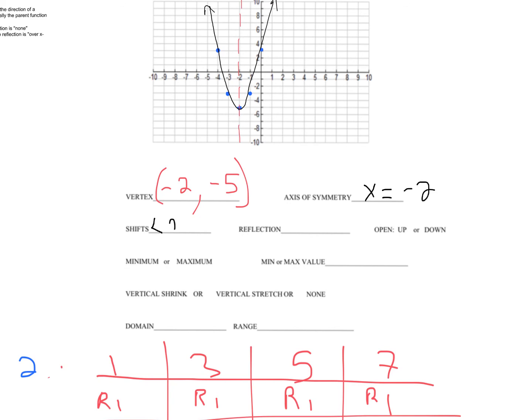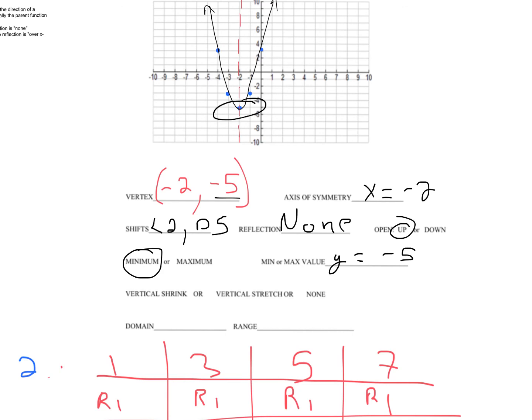Shift, we went left 2, down 5. Reflection, since the graph is going up, there's none. Opening up. Minimum or maximum, again, the vertex is the lowest point of my graph, so it's a minimum. The minimum value is the y-coordinate of the vertex, so y equals negative 5. Shrink, stretch, or neither. Okay, so we're going to compare the absolute value of a to 1. Absolute value of 2 to 1. So 2 compared to 1 is still greater than, so this is a stretch.